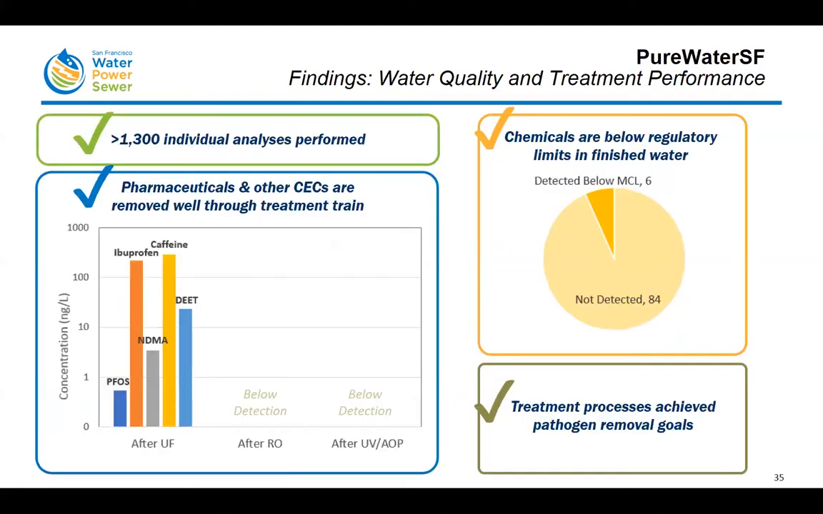And some of the findings that we've gathered from this research project: we did over 1,300 individual analyses on different water quality parameters. We felt that this project was really successful in terms of the treatment processes achieving all of the pathogen removal goals. We tested and sampled for things like pharmaceuticals and chemicals of emerging concern, and it demonstrated really effective treatment of those pharmaceuticals and CECs. So you can see that from the graph here included on the slide.